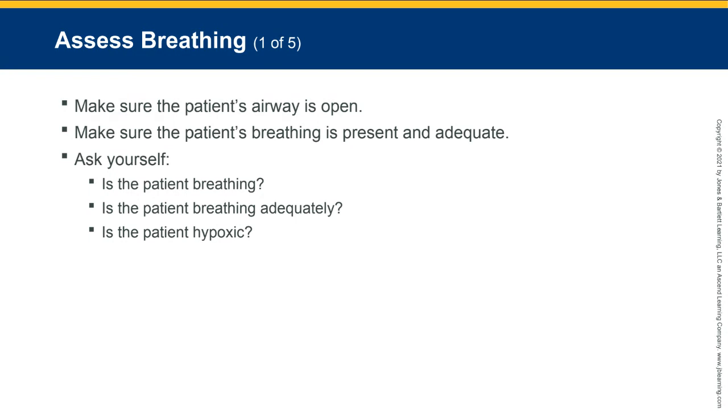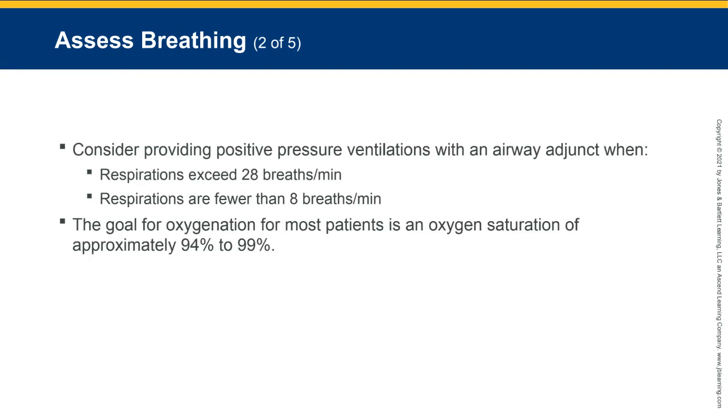A lot of the EMTs cannot do a proper breathing assessment. That's what the previous research is showing, and that's what some of the data is showing. The primary assessment for breathing is very weak. Now, consider providing positive pressure ventilation with an airway adjunct when respirations exceed 28 breaths per minute and respirations are fewer than 8 breaths per minute.